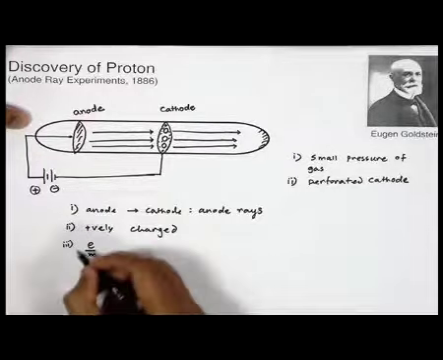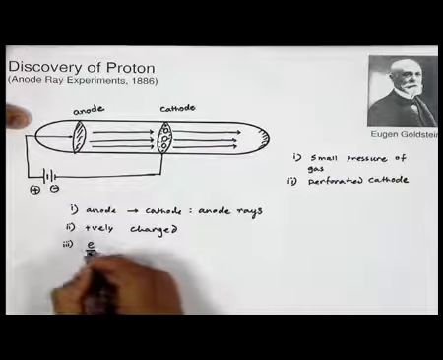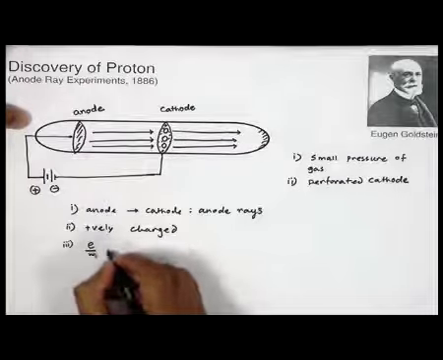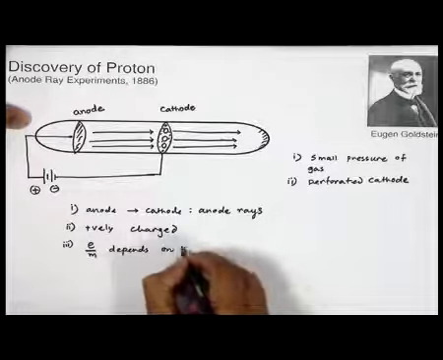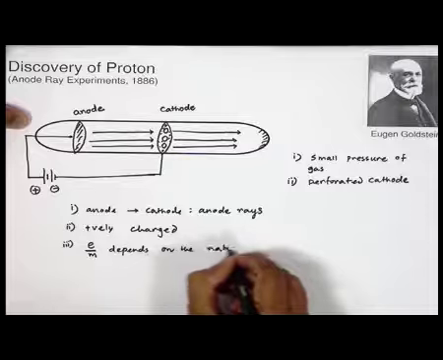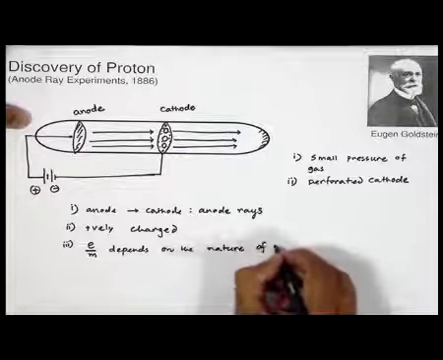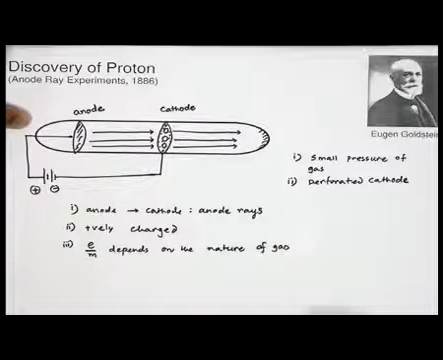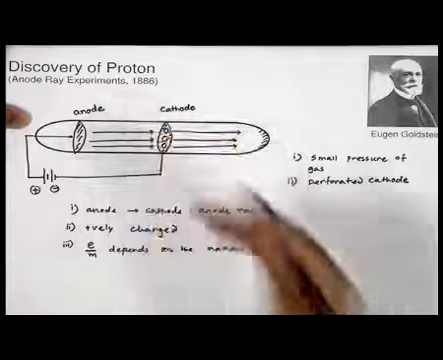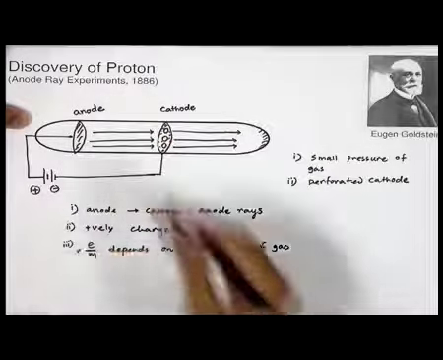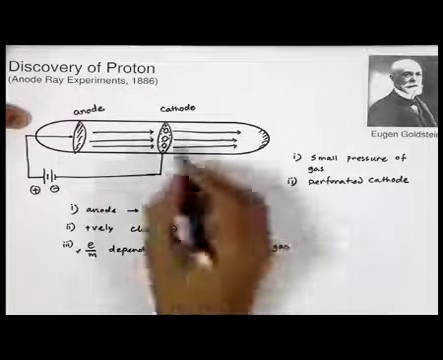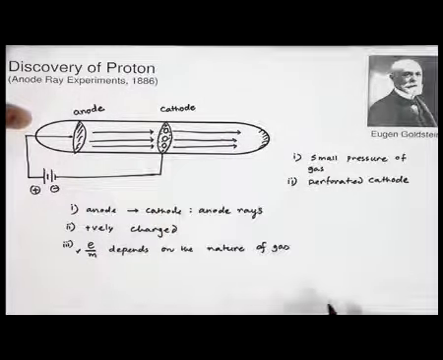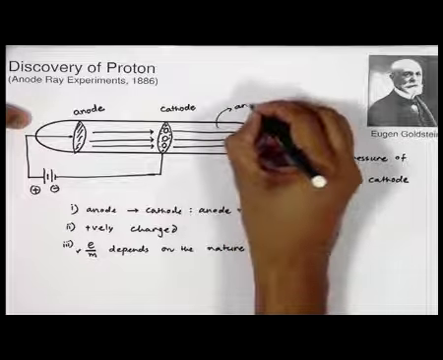What was observed here, however, is that this e by m, the charge to mass ratio, depends on the nature of the gas. So, if you use hydrogen, you have a certain value of e by m. If you use helium, it has some different value of e by m for these anode rays. So, these are called anode rays.